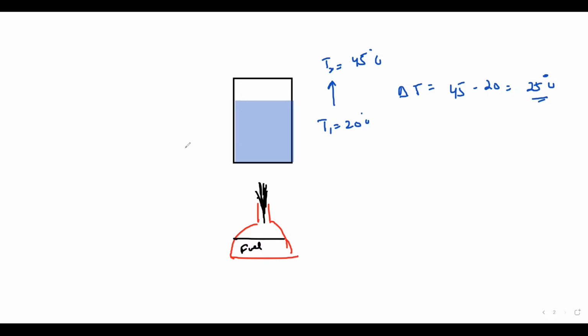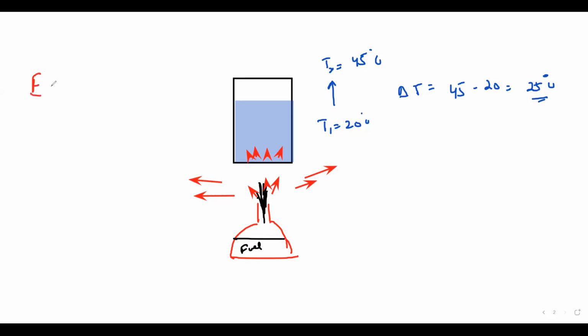Our assumption here is that the energy released by the fuel is the same as the energy absorbed by the water. In practice, it's not true, because some of the energy will be lost to the surroundings. But our assumption is that when we burn the fuel, the energy released by the combustion of the fuel is the same as the energy absorbed by the water. So we'll calculate how much energy is absorbed by the water.